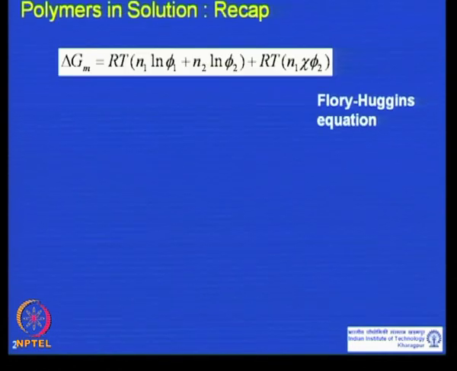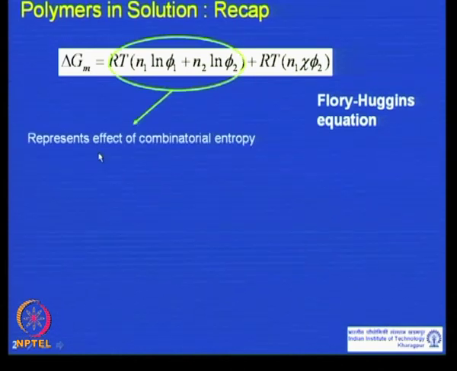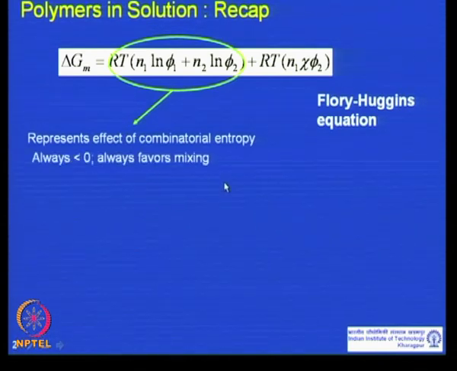Now, let us begin by recapping for a few minutes what we discussed in the last lecture. This is what we found. We derived the Flory-Huggins equation, where the Gibbs energy of mixing is given by two terms. This term comes from purely combinatorial entropy, and this is always negative, so it always favors mixing. It always gives a negative contribution towards Gibbs energy of mixing.